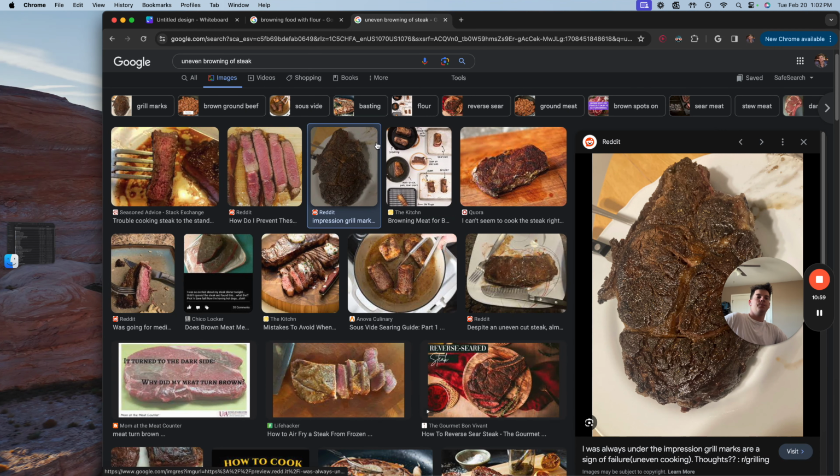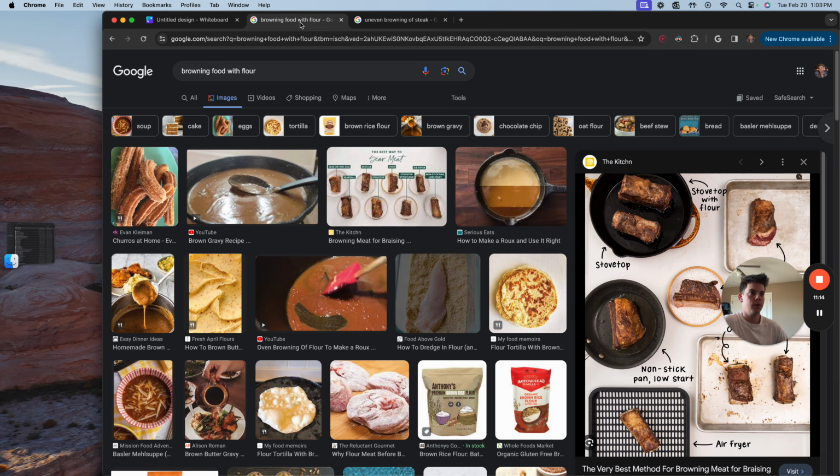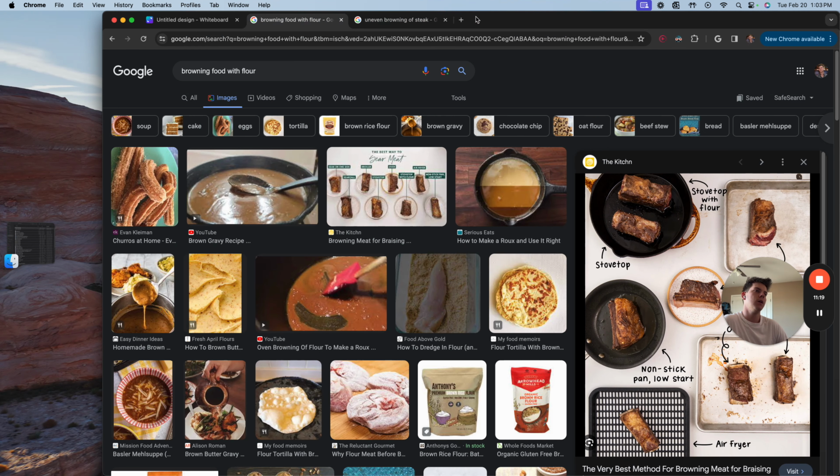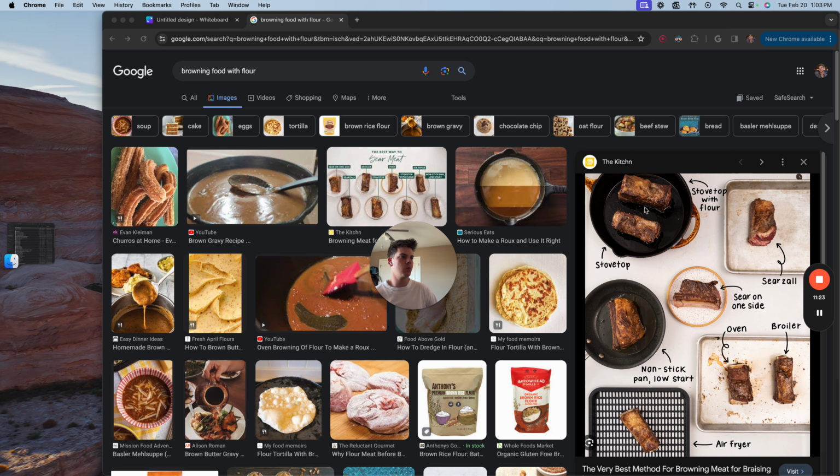Anyway, so what else could you do? Another way to eliminate moisture from your cut of meat, say your steak or your chicken or your fish or whatever, is to use flour. So here is an example of what happens when you use flour. This is with flour. This is without flour.